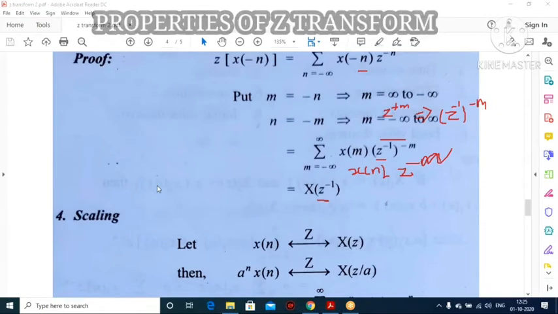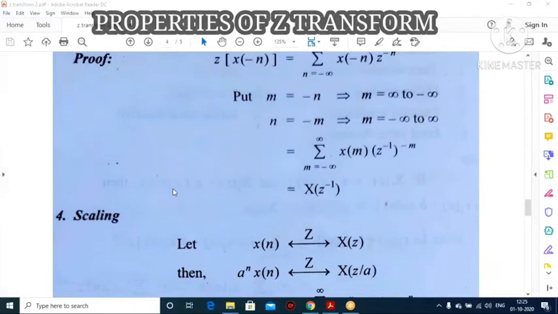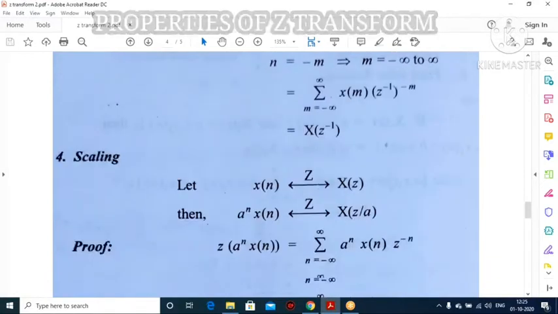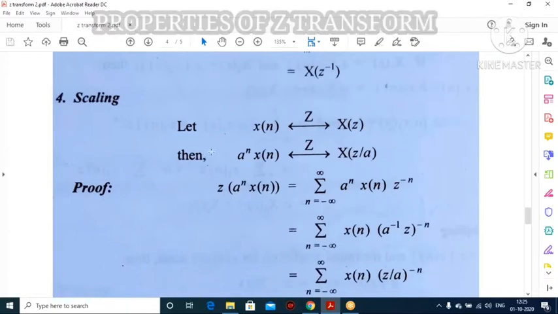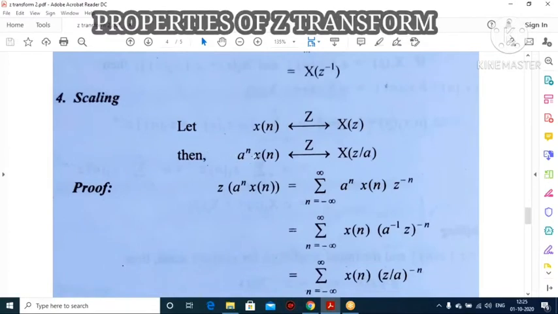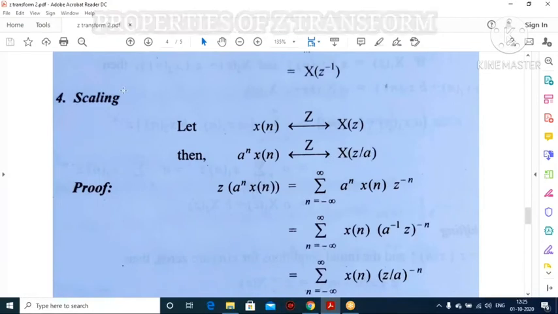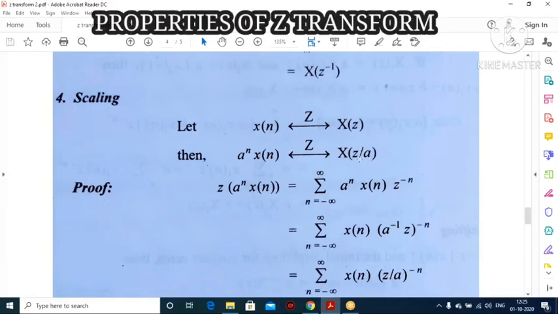Next property is the scaling property. Let us take the z transform of x of n, which is x of z. But scaling means here I added a scaling factor, that is a to the power of n. I multiply this a power n here. So when you take the z transform of a power n, x of n, it is x of z by a. The scaling factor is z by a.